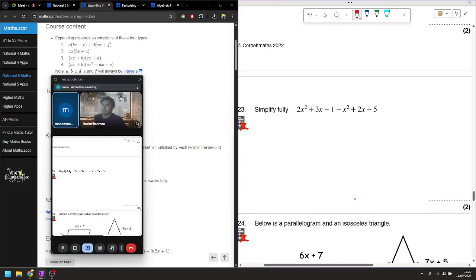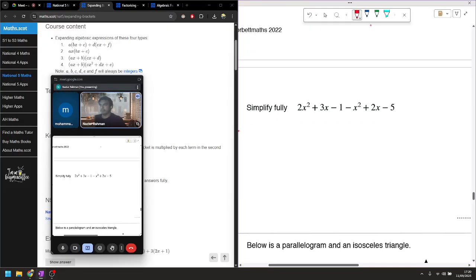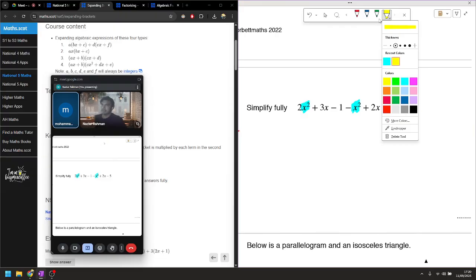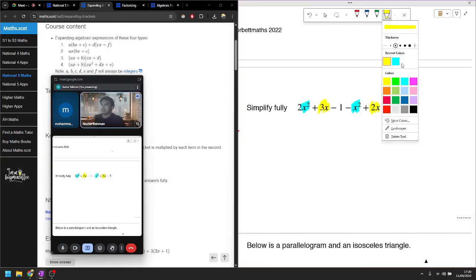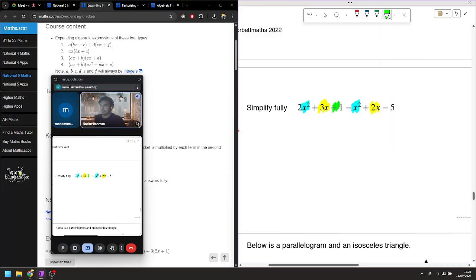Okay, so let's simplify fully. So we've got three types of terms here. So we've got x squareds, you've got just x, and then you've just got numbers. So we're going to add up each type of term individually. So the first thing I'll do is I'll look for everything that has x squared in it. So that has x squared, that has x squared, so I'll have to combine those together. Then I'll look at everything that has x, so that has x, and that has x, so I have to combine those together. And then I'll say, okay, what's my third type of term? It's just the numbers, so I'll have to add the numbers together as well. Okay, so just to kind of make things clean, I'm gonna wipe that out.